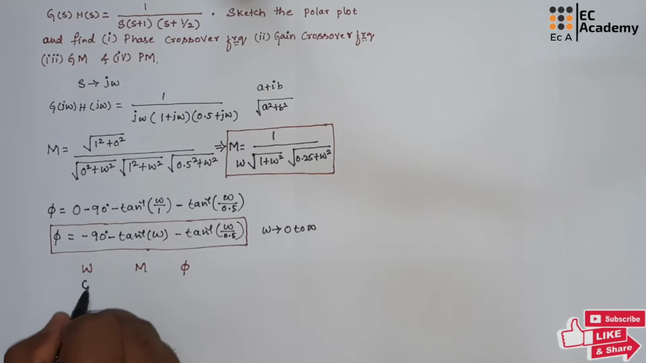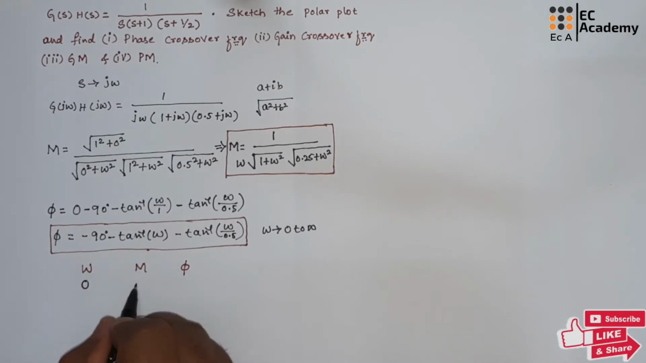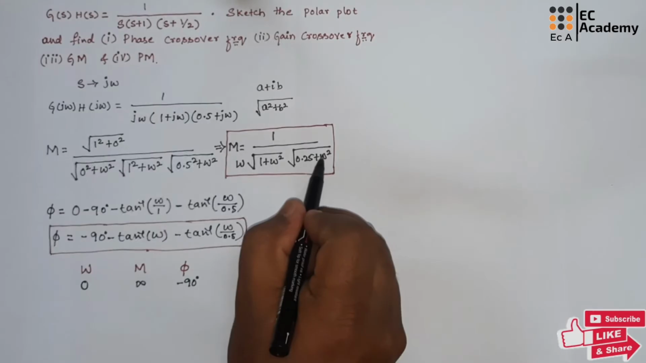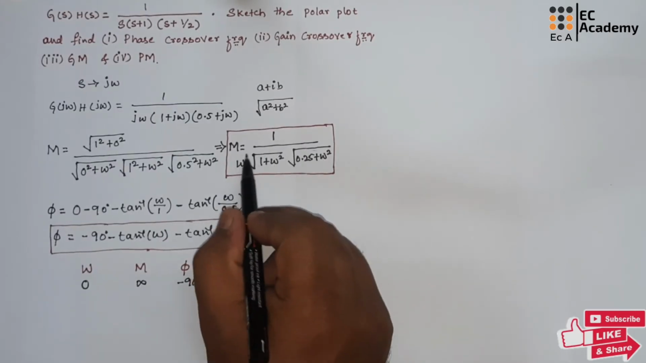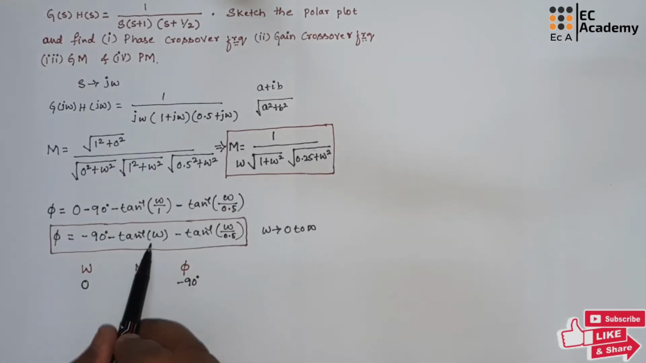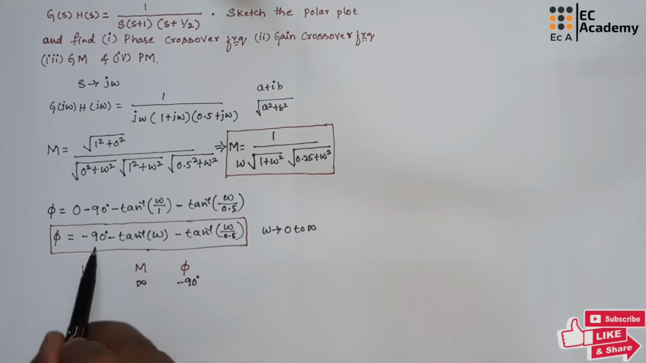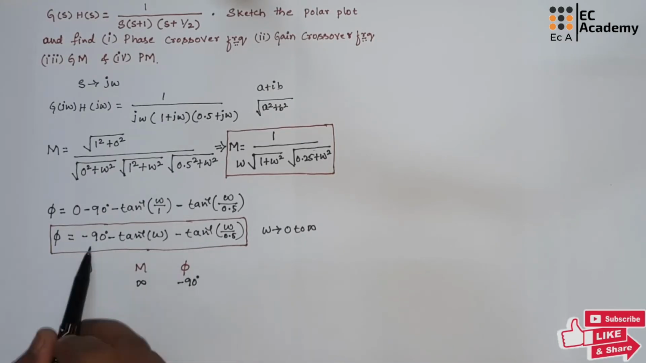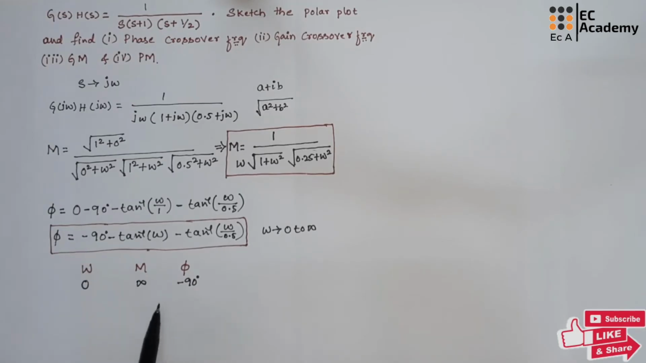First let us take omega equal to 0. For omega equal to 0, magnitude is infinity and phase will be minus 90 degree. So if you put omega equal to 0, we will get magnitude as infinity, and in the phase expression the tan inverse terms will be 0 and 0, so we will get phase as minus 90 degree.